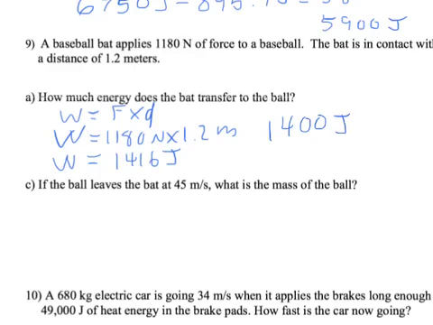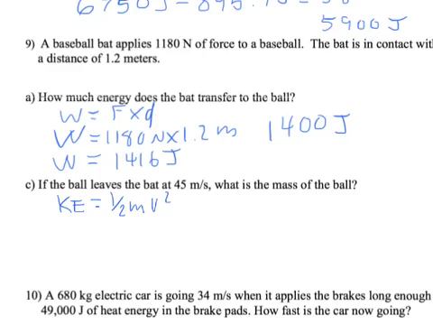I'm going to round it to 1400 joules. Now, if I look at the next one, it says if the ball leaves the bat at 45 meters per second, what is the mass of the ball? So now I have velocity and mass. That's the kinetic energy equation. Kinetic energy is going to equal 1/2 mv squared.